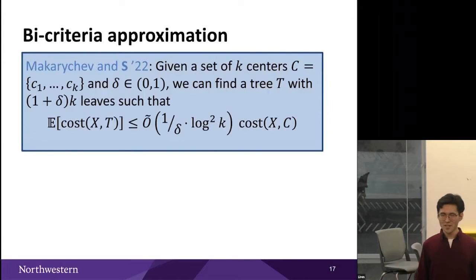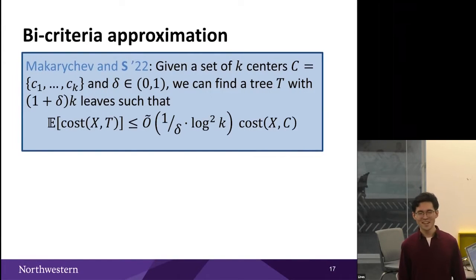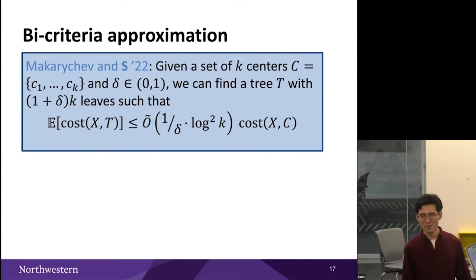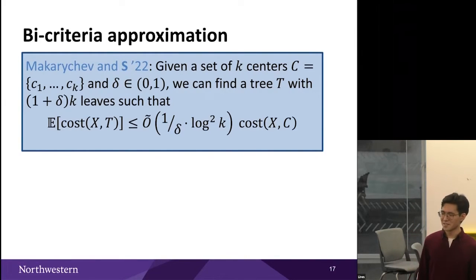Then in our work, we show that given a set of k centers C and a parameter delta between 0 and 1, we can find a tree. We also provide a bicriteria approximation algorithm, which can find a tree T with (1 plus delta) k leaves, and the expected cost of this tree T is at most order 1 over delta times log k squared times the cost given by the center set C.